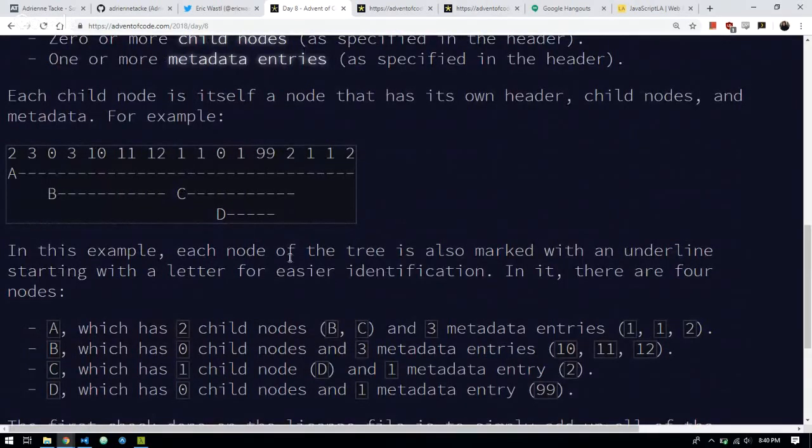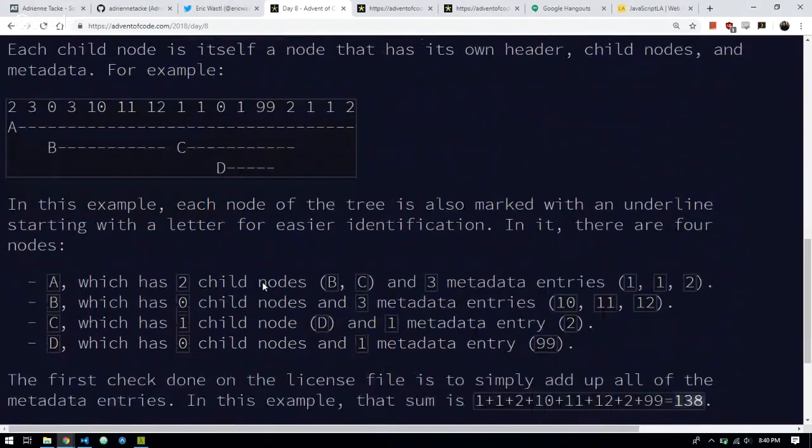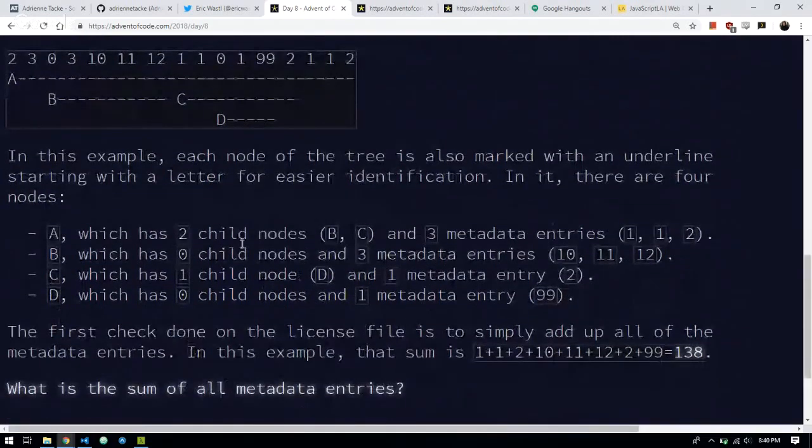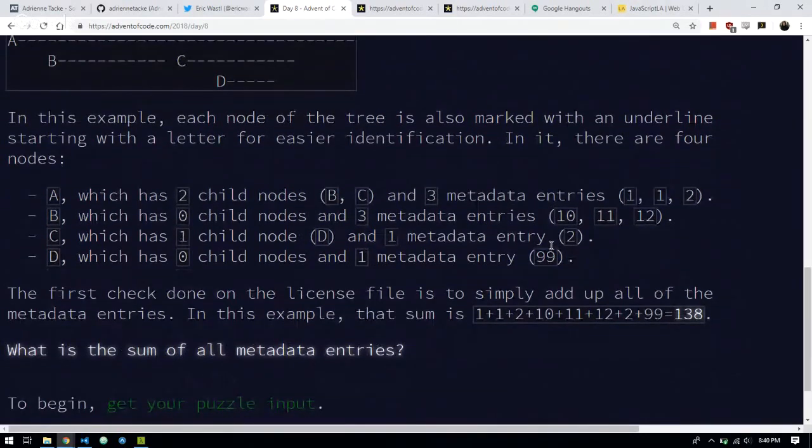So in this example, each node of the tree is also marked with an underline, starting with a letter. Okay. A, which has 2 child nodes and 3 metadata entries. The first check of the license file is to simply add up all of the metadata entries. In this example, that sum is this. Do I even want to know what my input looks like? That's my input.